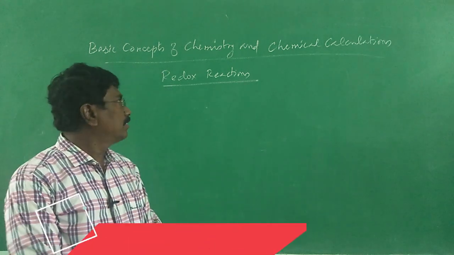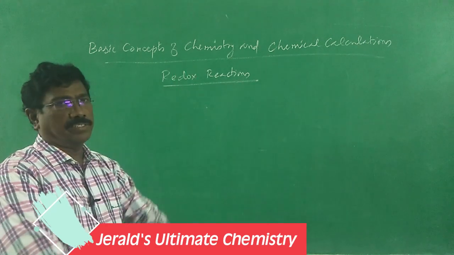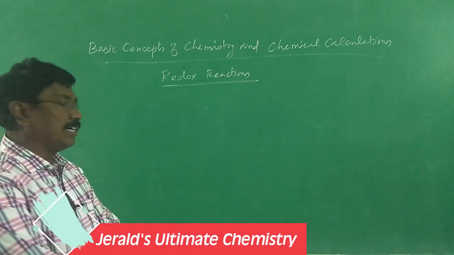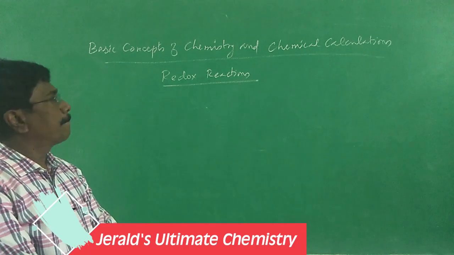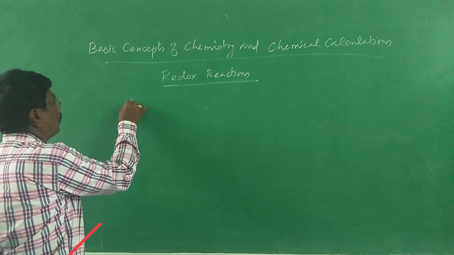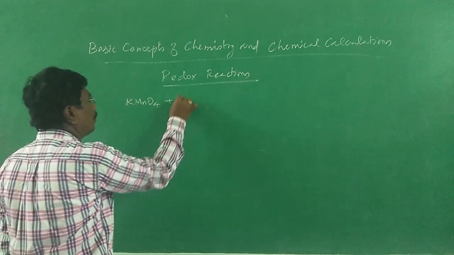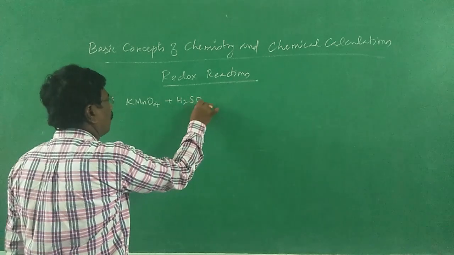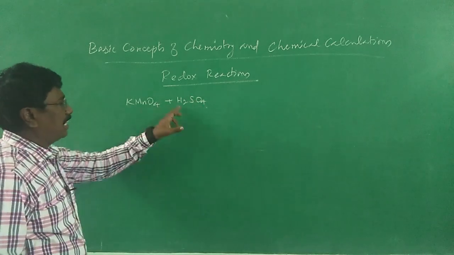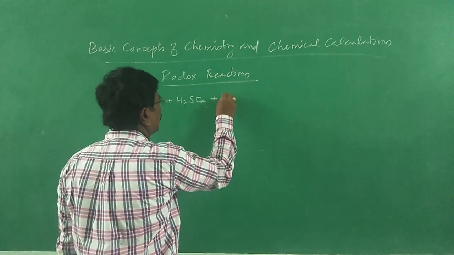Dear students, in this session we are going to see mainly about redox reactions, that too based on oxidation number. For example, acidified potassium permanganate is a best oxidizing agent. You may be knowing, KMnO4 with acid, that is acidified KMnO4, is a best oxidizing agent.